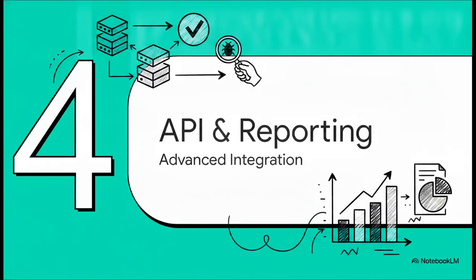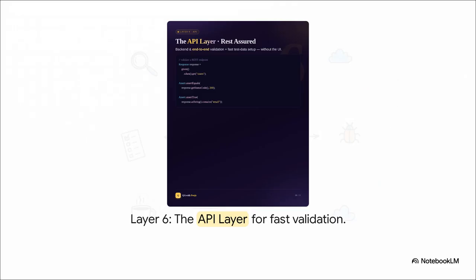On to Section 4, Advanced Integration. This is where we elevate things with API validation and reporting. Layer 6 leverages Rest Assured within the API folder. Now, a truly senior-level UI framework doesn't rely solely on the UI. It uses the API layer for blazing fast end-to-end back-end validation and rapid test data setup.